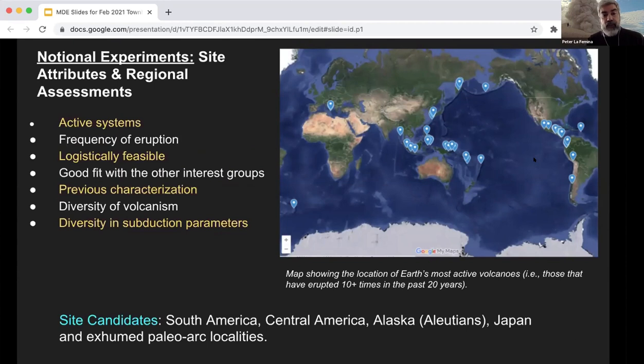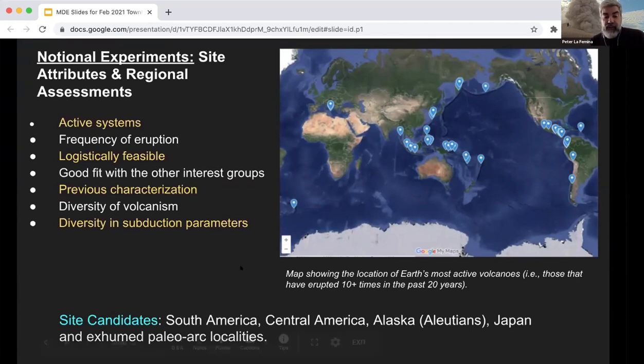And finally, to actually determine where we're going to do these notional experiments, we've come up with certain site attributes that we think are important to be able to address our scientific goals and hypotheses. And so here's a list of what we've been interested in looking at: active systems, systems that we know the frequency of eruption, systems that are logistically feasible to go to, a good fit with the other interest groups, so we can have synergies there in terms of instrumentation, previous characterization of those systems, a diversity in volcanism at one subduction zone if possible, and a diversity in subduction parameters.